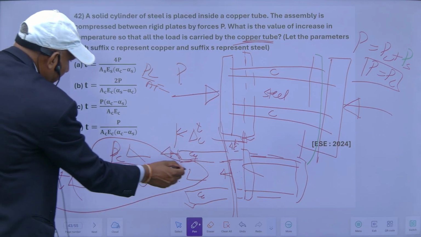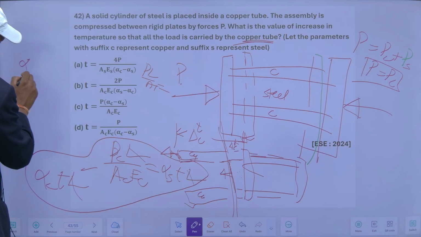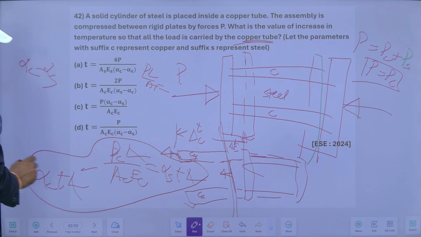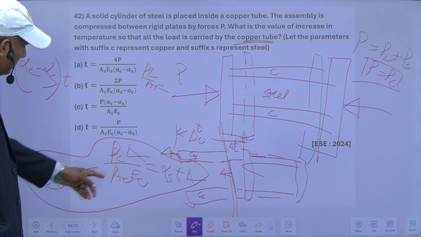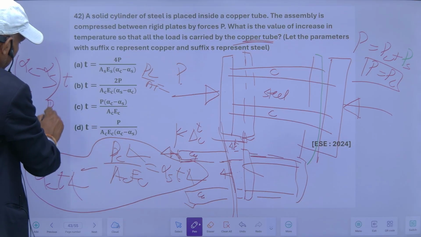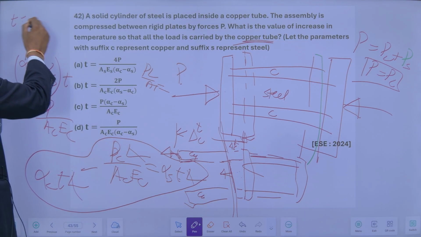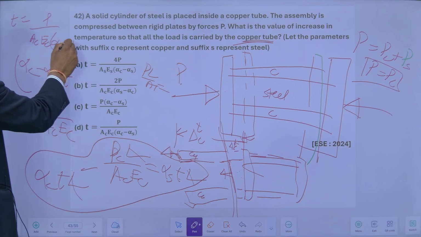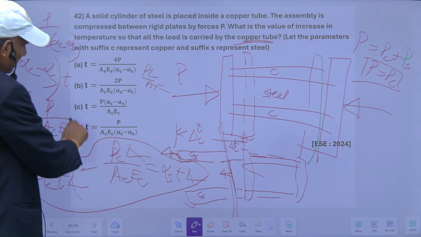So this L and L will cancel each other, and this will be equal to alpha C. If I take this here, it will become alpha C minus alpha S into T, which is equal to PC upon AC, and PC is equal to P. So T will become equal to P upon AC EC into alpha C minus alpha S. So this is the correct answer.